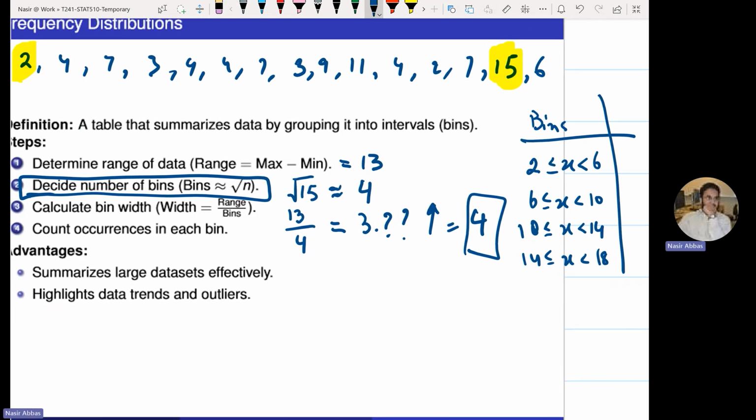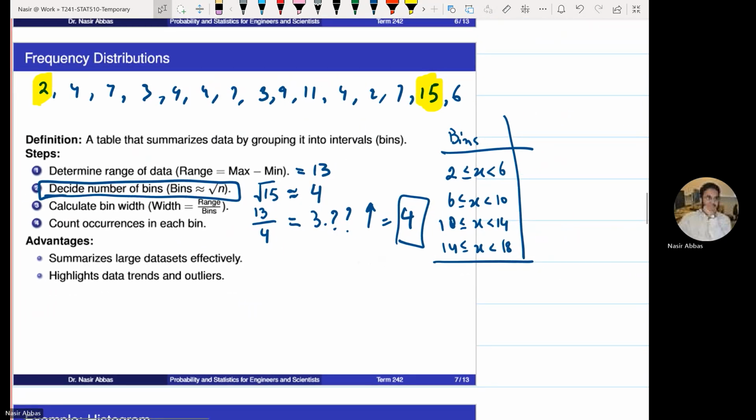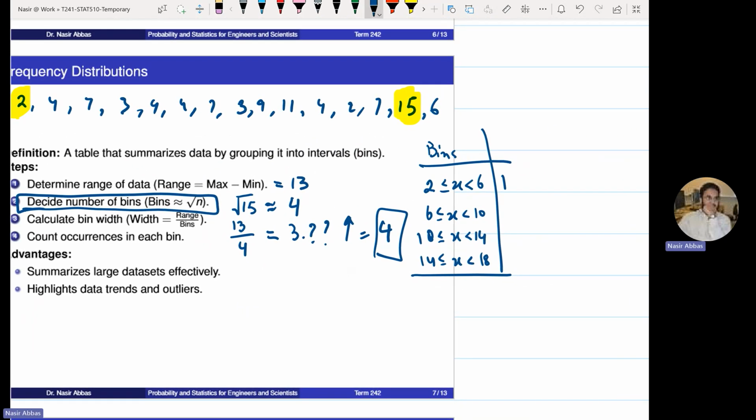Then go value by value. What is the first value? 2. What is the second value? 4. What is the third value? 7. What is the fourth value? 3. What is the fifth value? 4. What is the sixth value? 4. What is the seventh value? 7. 3. 9. 11. 4. 2. 7. 15. 6. So what is the frequency?